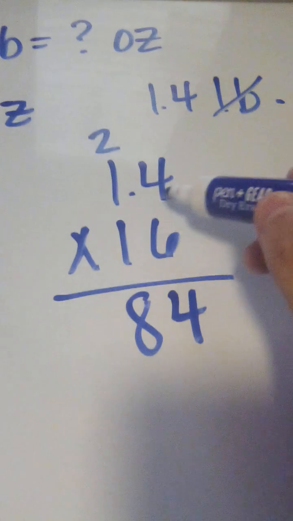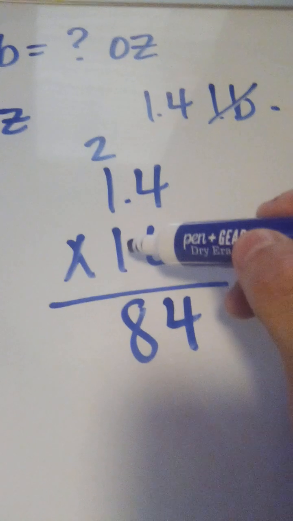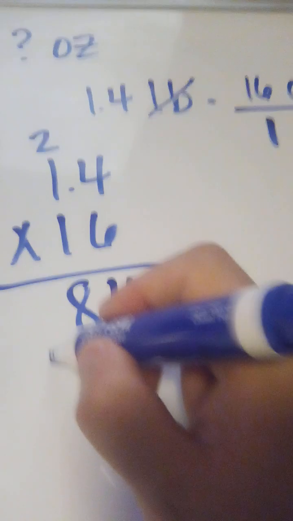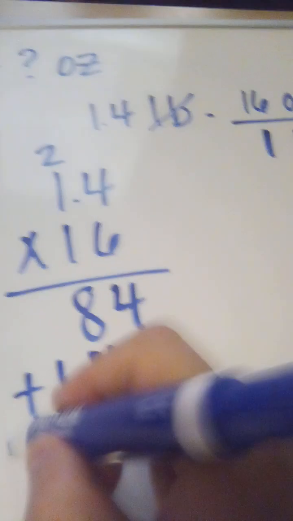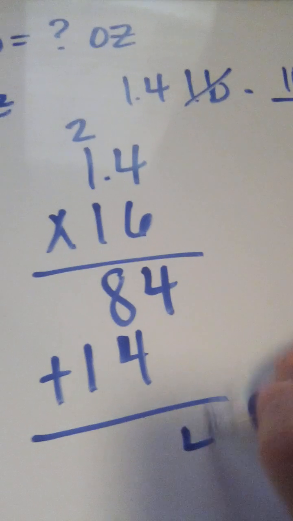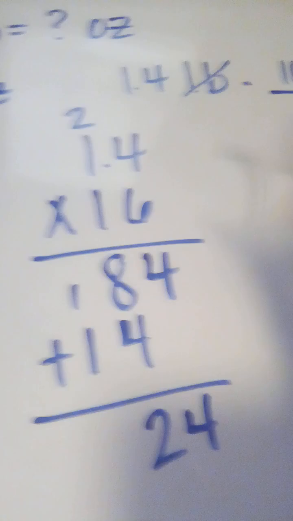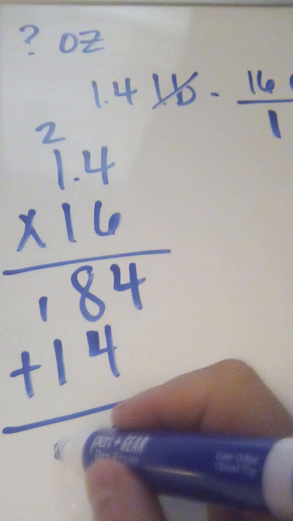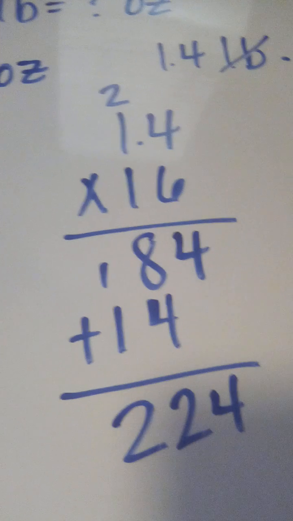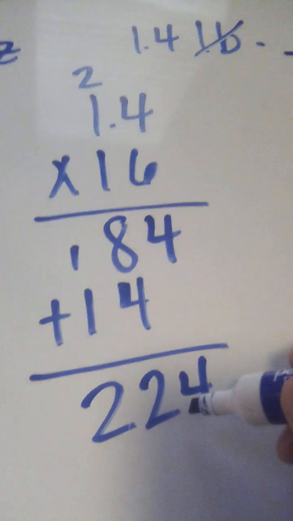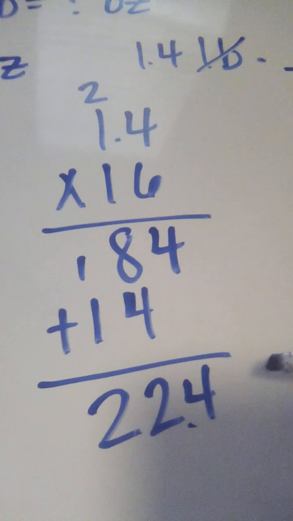Second row. 1 times 4 is 4. 1 times 1 is 1. Add them together. We got 4. 8 plus 4 is 12. Carry the 1. 1 plus 1 is 2. Where do we place the decimal point? Between the 2 and the 2 or the 2 and the 4? The 2 and the 4, right? That's our answer. 22.4 ounces.